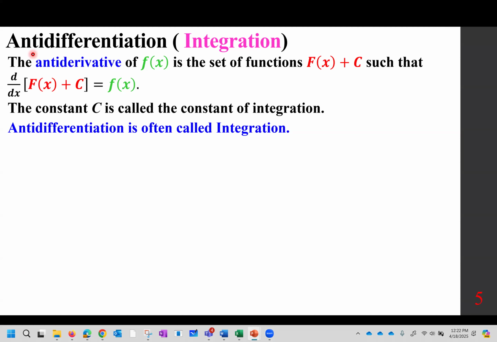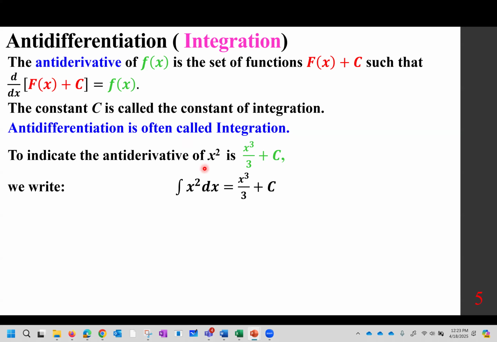So anti-differentiation, integration, the antiderivative of f of x, lowercase f of x, is the set of functions, capital F of x plus c, such that d dx of capital F of x plus c is lowercase f of x. The constant c is called the constant of integration. Anti-differentiation is often called integration.